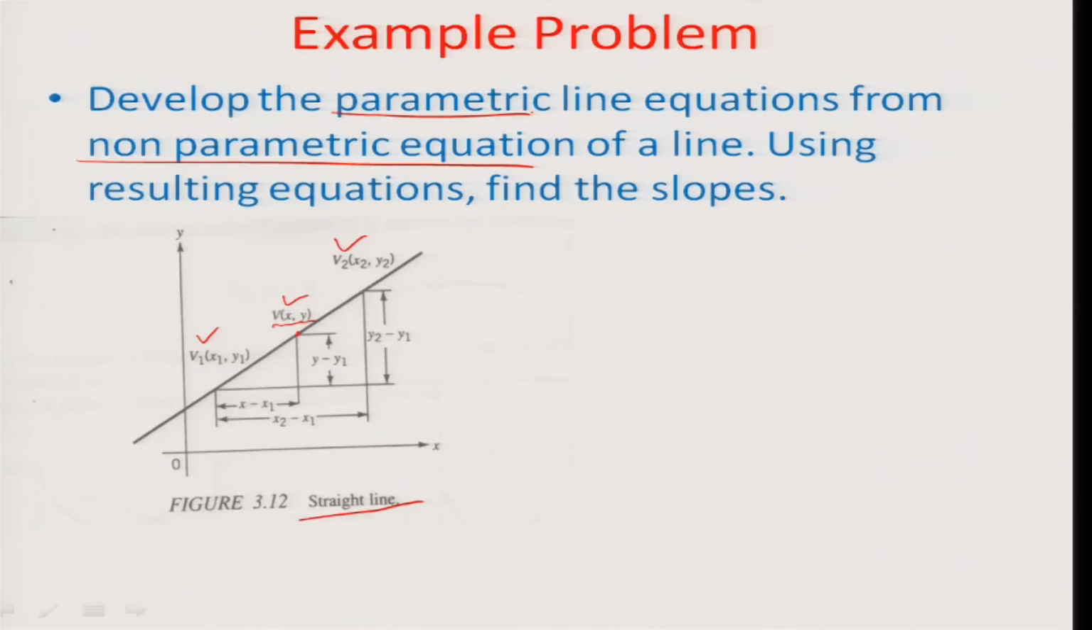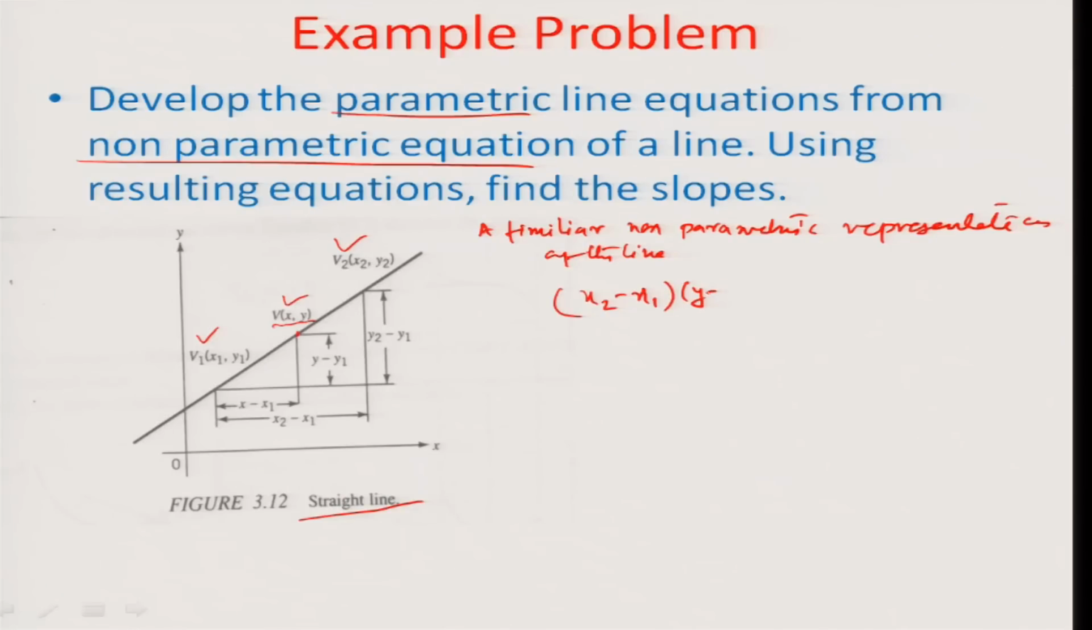So a familiar non-parametric representation of the line can be, let us say, (x2 minus x1) times (y minus y1) equals (y2 minus y1) times (x minus x1).